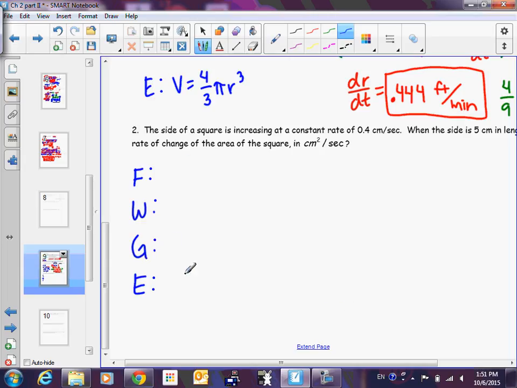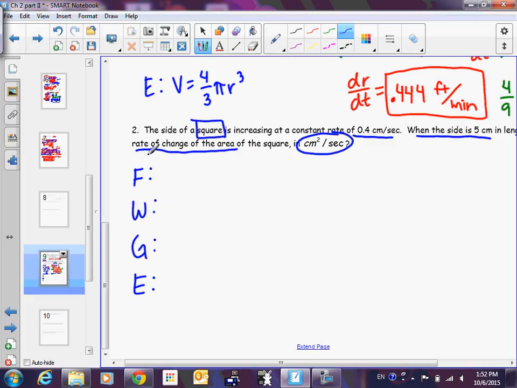So everybody's trying to fill in as much as they can right here. Okay, hopefully you got at least a couple of the blanks. Let's go over this together.